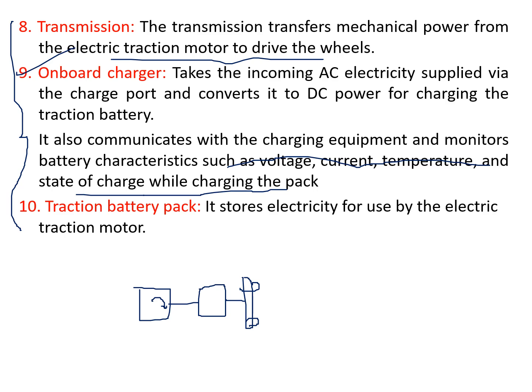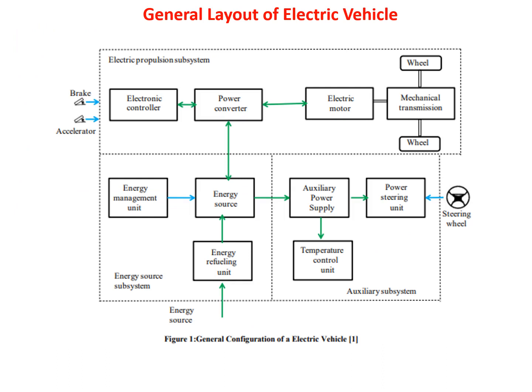So what is this traction battery pack? It stores the electricity for use by the electric traction motor. These are all the components of the electric vehicle. This is the general layout of the electric vehicle. We will see it in the next video. What does it contain? The general layout of the electric vehicle, actually how this complete electric vehicle will work, when we apply the brake or accelerator, how the energy will flow from one component to another component.